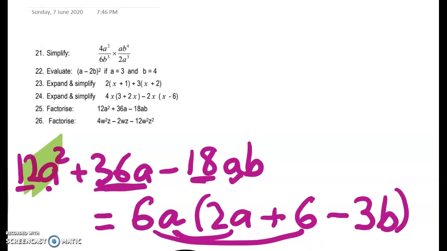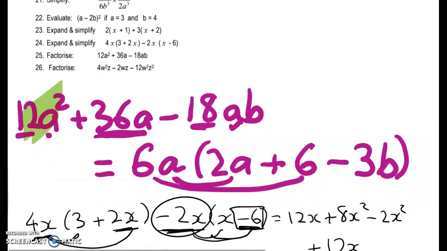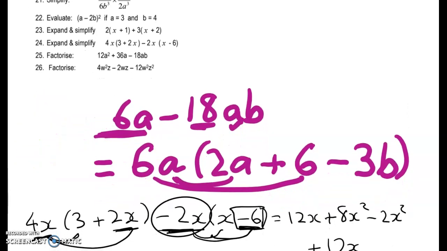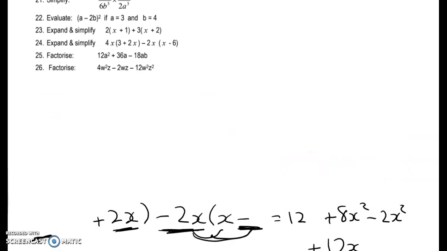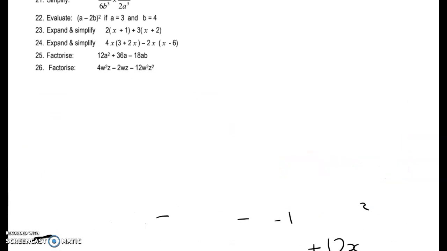Lastly, and very quickly, because I have to go and eat dinner, number 26. Right, again, we're looking at the numbers and we're looking for the highest common factor. So I've got 4, 2, and 12. So it's not looking too good. I've only got 2 as the highest common factor.